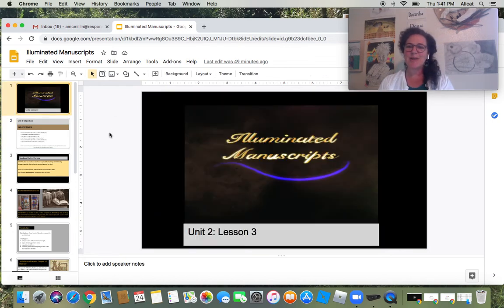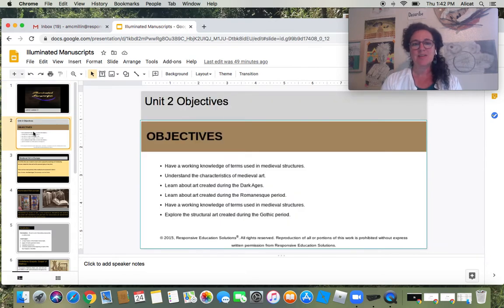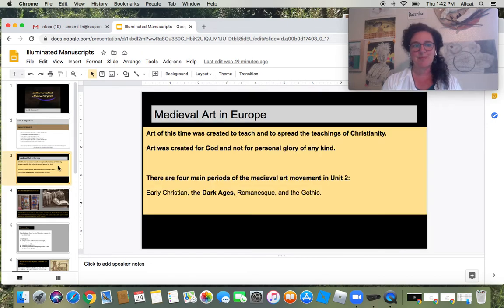Hi. So we are looking at the medieval era in Unit 2, and today we're specifically going to be looking at Illuminated Manuscripts, or Lesson 3. So the objectives are still learn about the characteristics of medieval art, but also specifically the art created during the Dark Ages.